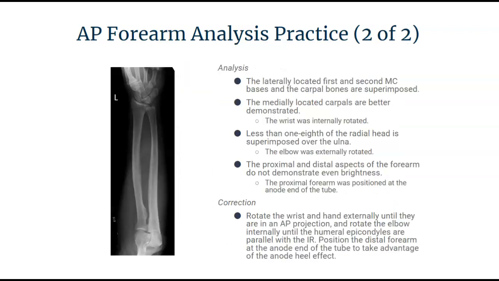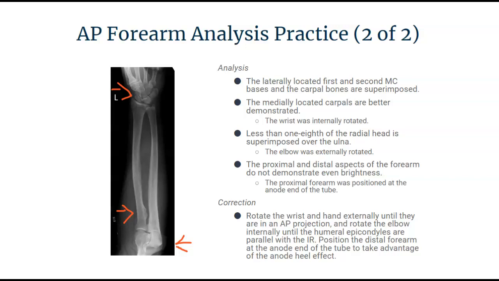and to ensure that we get a true AP forearm projection. In our next practice analysis, we can see that there is some degree of separation down here with the proximal forearm. The radial head and neck are free of superimposition. You can also see that there's some rotation up in this wrist up here, and the epicondyles down here are not in a true AP projection. They are not parallel with the IR. The wrist up top is internally rotated.